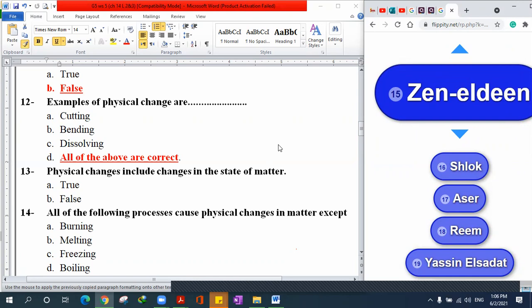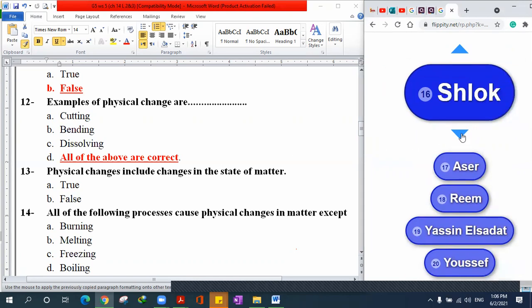Okay. Number 13, Zain is not here, so we have Shlok.